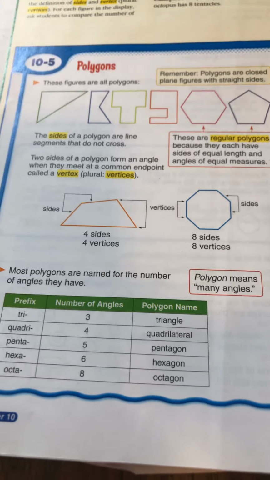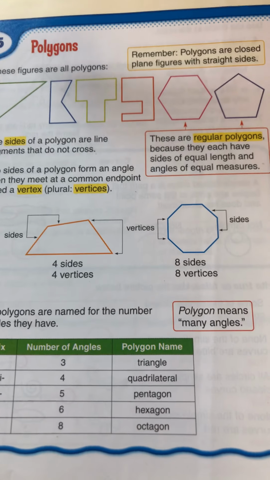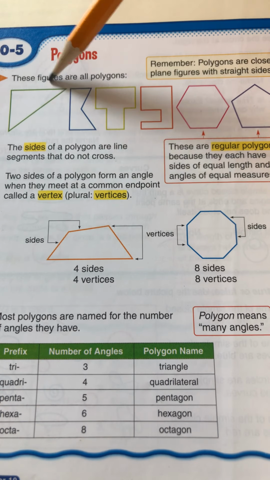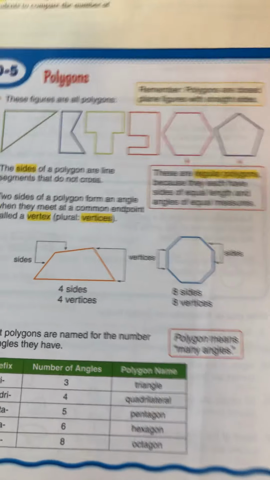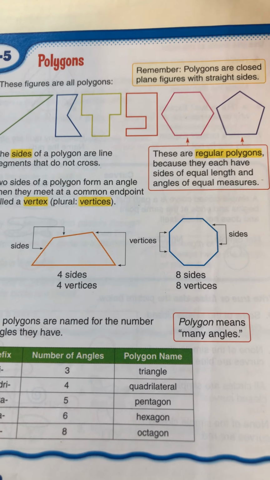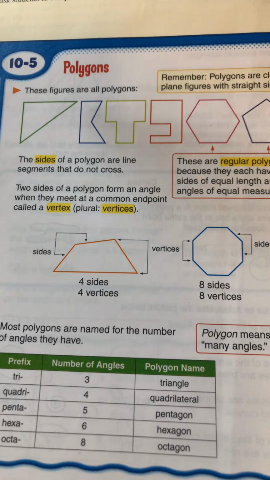Today we're talking about polygons. And the first thing I want you to know about polygons is that they are closed figures, so they don't have any openings. But unlike a circle, they have straight sides. Okay, so the definition of a polygon is a closed plane figure with straight sides.